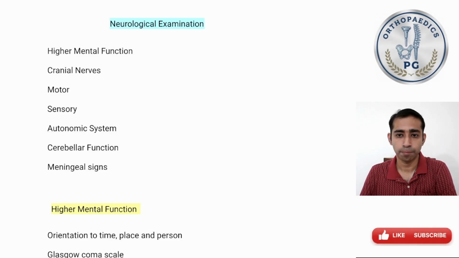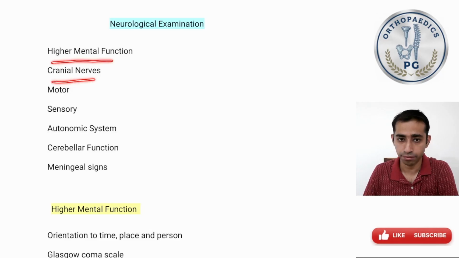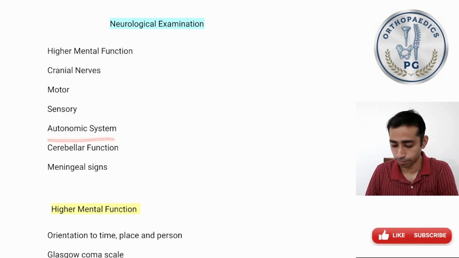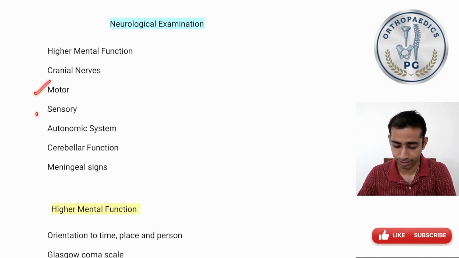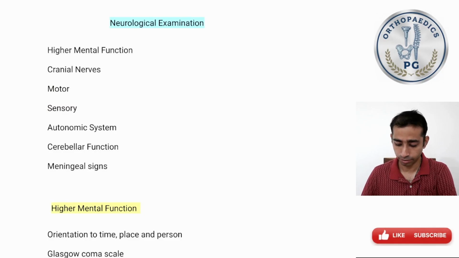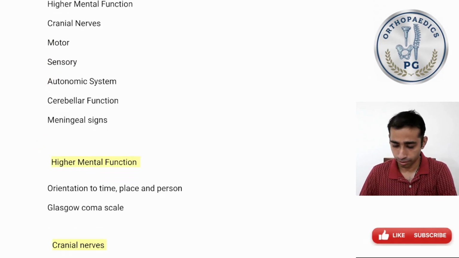So the neurological examination of spine is done under the headings of higher mental function, cranial nerves, motor system examination, sensory system examination, examination of autonomic system, cerebellar function, and meningeal signs. In this video, we will be focusing on the points which are more pertinent to the orthopedic spine examination, that is motor system, sensory system, and autonomic system. So let us start.